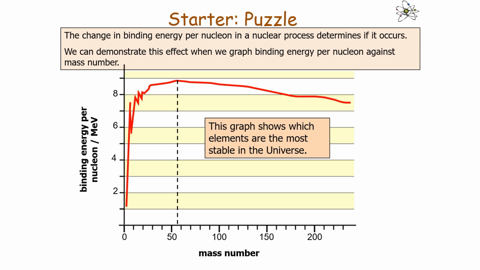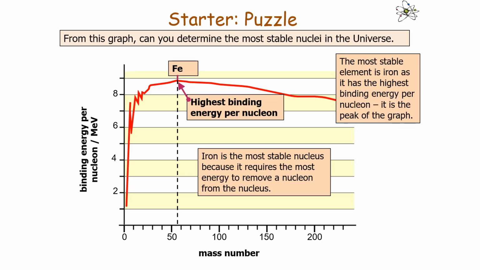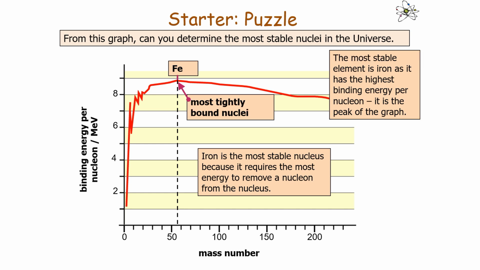So this graph shows the elements that are most stable in the universe. The higher the binding energy per nucleon, the more stable the nucleus is. Now iron is the most stable nucleus because it requires the most energy to remove a nucleon from the nucleus. It has the highest binding energy per nucleon in the universe. So it is in fact the most stable nucleus, the most tightly bound nucleus.